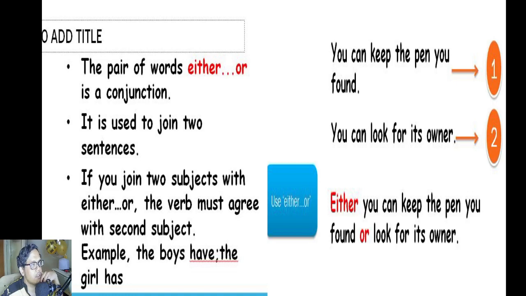Why can you not share screen? Why I cannot share screen? What do you mean? The title is what? The title is on the website. You go to chat, I wrote it there. Either or. That is the title.